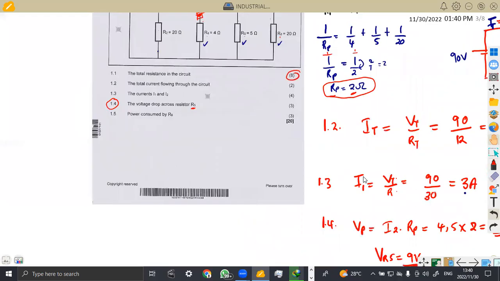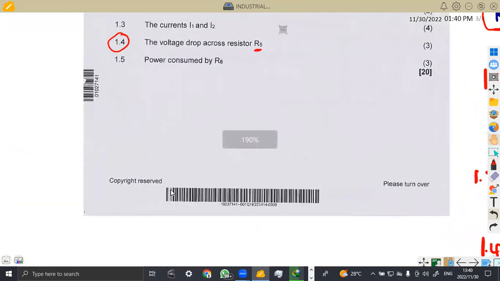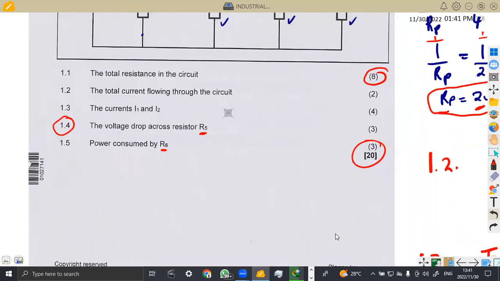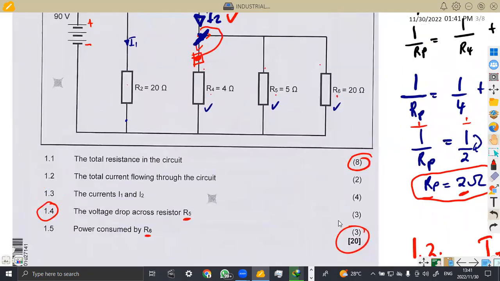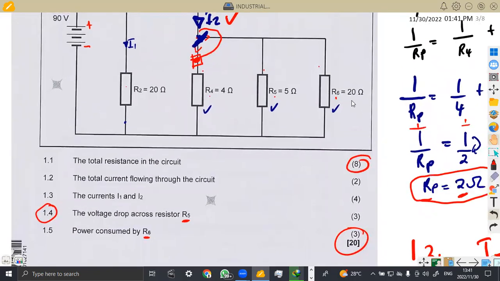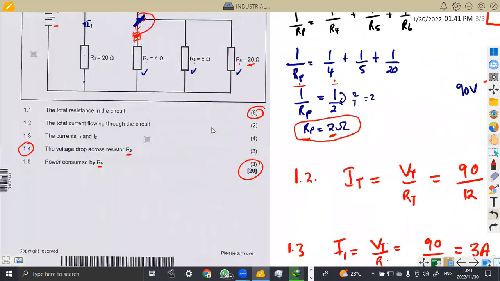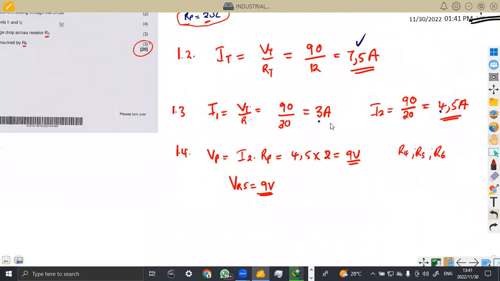Just like that, guys. The other part, which is 1.5, was to calculate the power consumed by R6, and that is 3 marks, to make a total of 20 marks. R6 is the same resistor that we had in parallel here. And remember, we said the voltage is the same. Let me show you here. I said the voltage across R3, R4, R5, and R6 is the same, which means we've got a voltage of 9 volts. So that is 1.5.